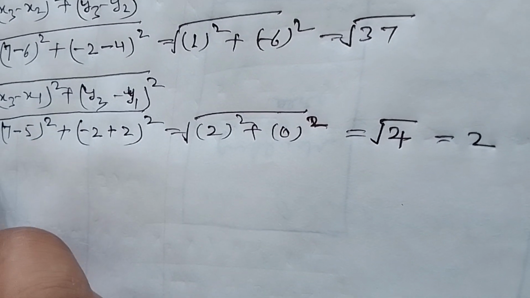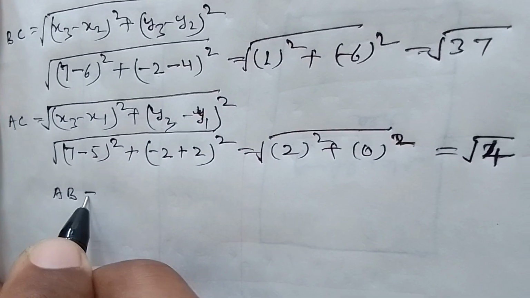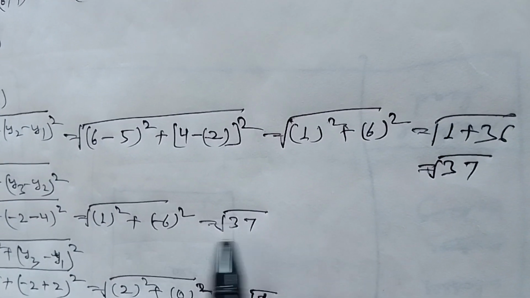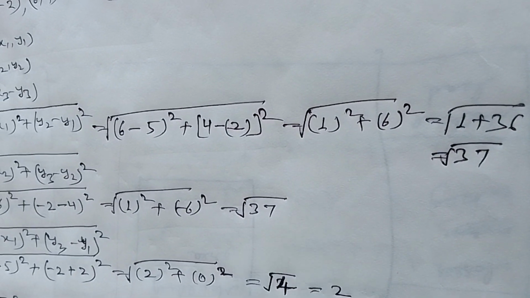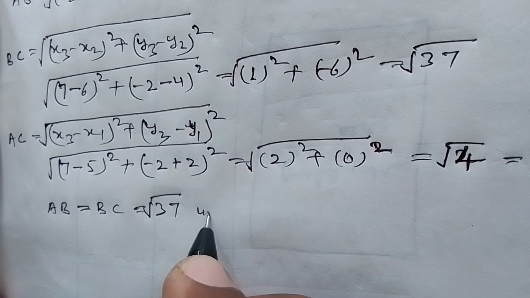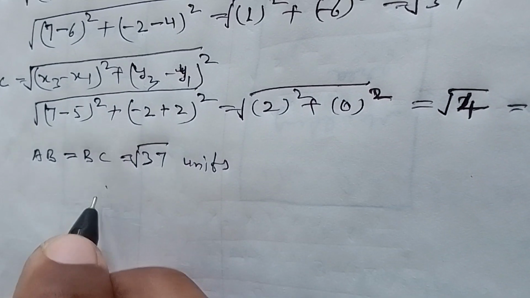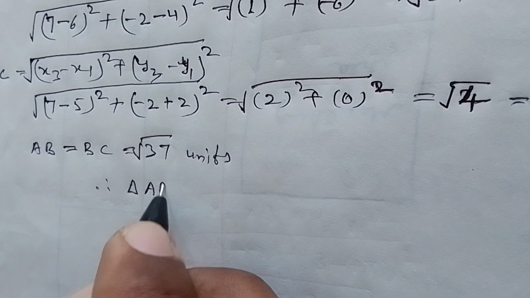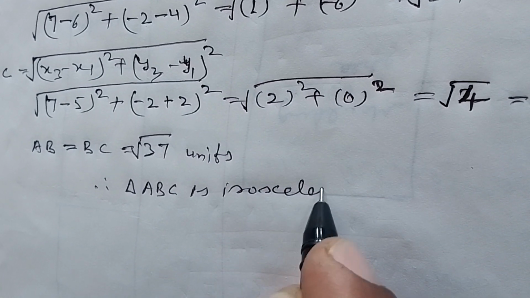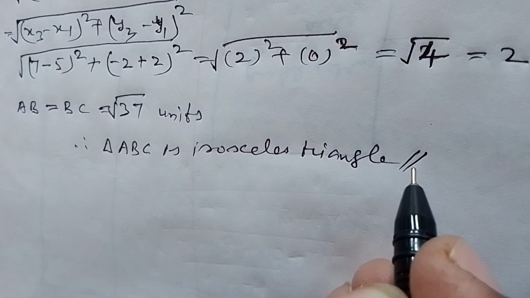So AB is equal to BC. AB was calculated as root 37 and BC was calculated as root 37, so they are equal to root 37 units. So the triangle is an isosceles triangle. So triangle ABC is an isosceles triangle. So this is the proof of the fourth question.